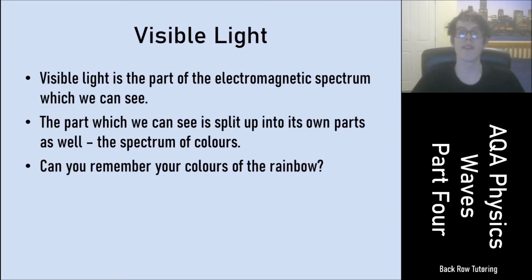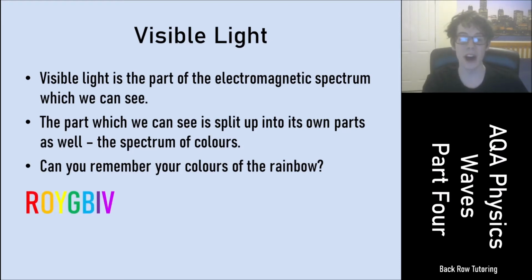Okay, next we're going to have a little look at visible light. Visible light is the part of the electromagnetic spectrum which we can see. The part which we can see is split up into its own parts as well, the spectrum of colours. Can you remember your colours of the rainbow? If you can't, there's a simple way of remembering it, and that's Roy G. Biv, where each of the letters stands for a different colour.